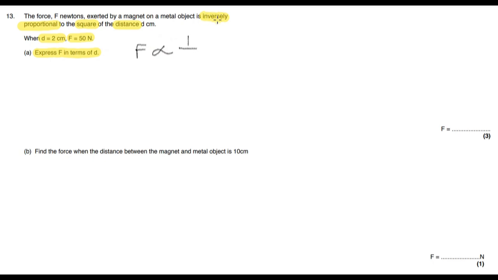So if it's inversely proportional, we can say it is proportional to 1 over the square of the distance. So that's just d squared. So we've written out the relationship between F and d. Let's write this as a formula. So we can say that F is equal to some constant multiplied by 1 over d squared.